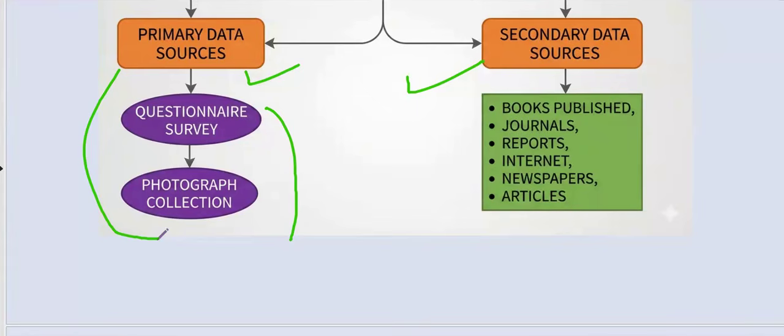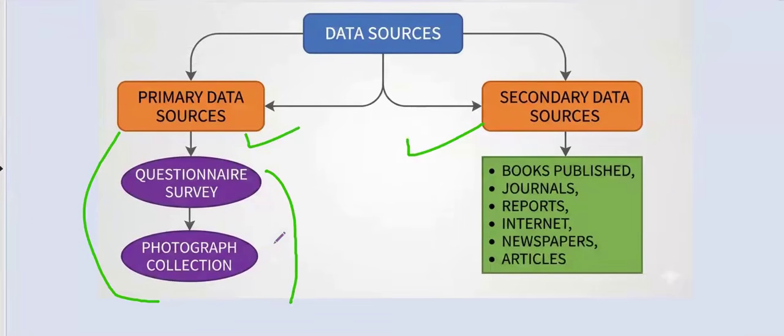So you are doing research, either going and doing a telephonic survey, conducting interviews, distributing questionnaires, or trying to collect some photographs. That is primary data sources, where you are collecting primary data. When you are relying on, like Durkheim relied on police station data for suicide, that is a secondary data source.